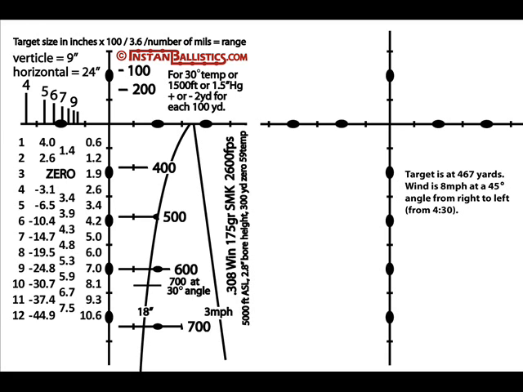Okay, now the target is at 467 yards. The wind is 8 miles per hour, and it's at a 45-degree angle from right to left now. So it's going the other direction, but at a 45-degree angle. So you're going to take 0.7 of your 10 mile per hour hold, and then you have to take 0.8 of that. And this shows you where your proper hold would be for this situation.